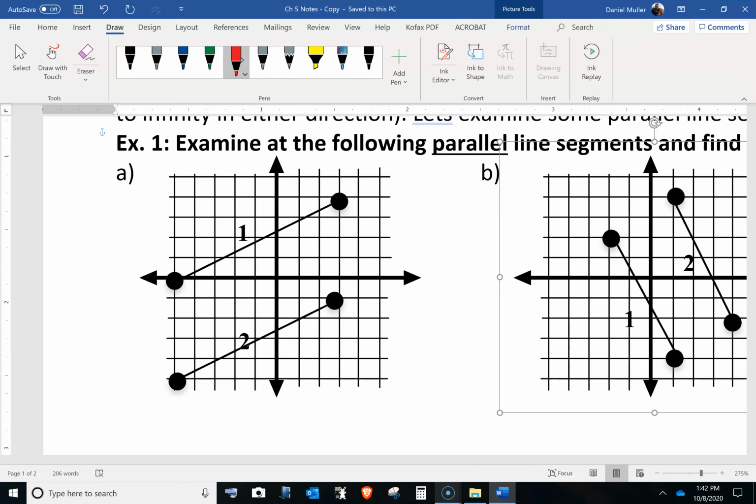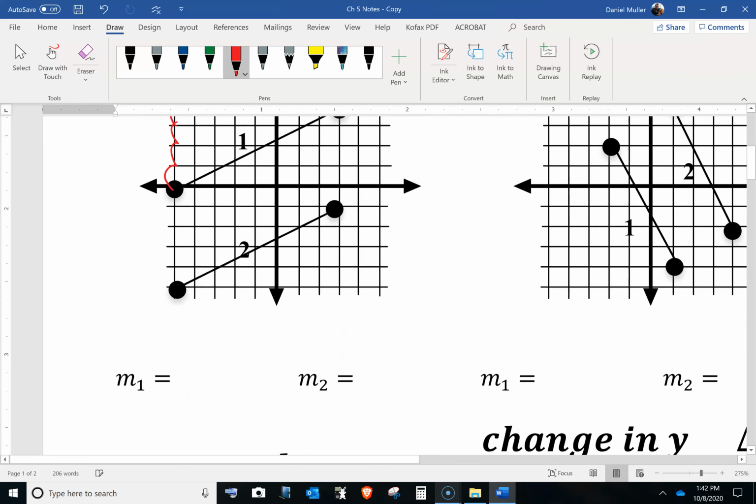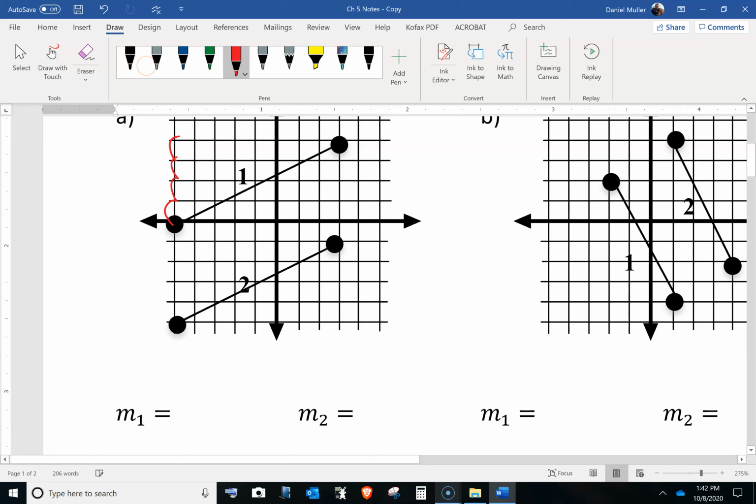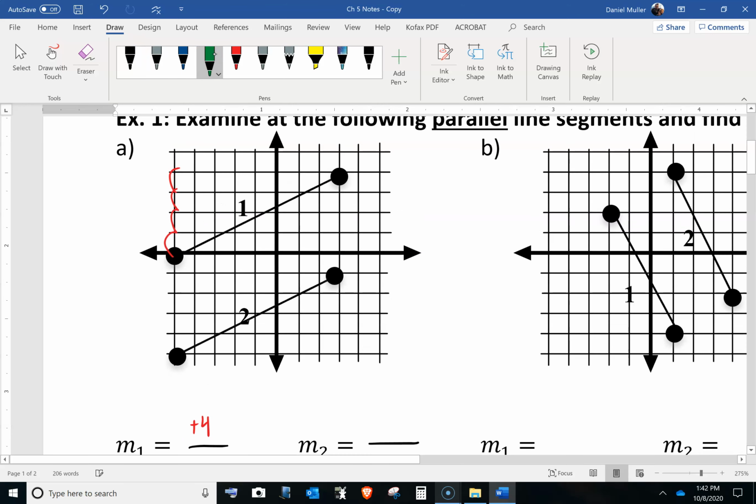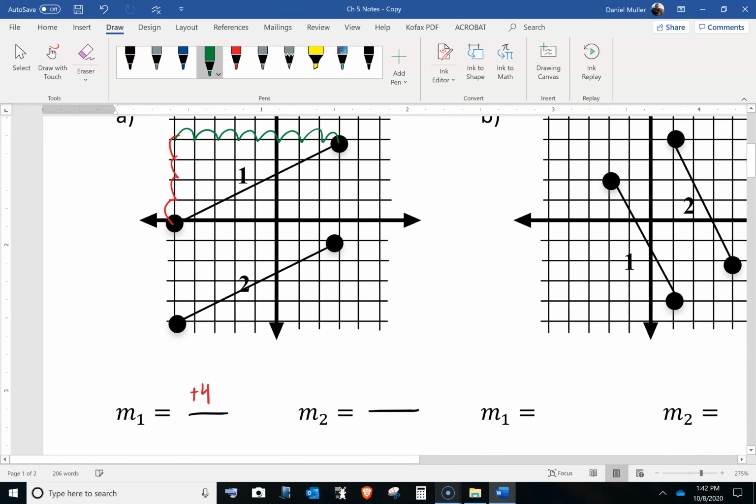So the slope, again, I started at the left, 1, 2, 3, 4. So that's our rise. We rise up positive 4. And then we run 1, 2, 3, 4, 5, 6, 7, 8. That's to the right, so it's a positive 8. Well, 4 over 8 reduces to a half.